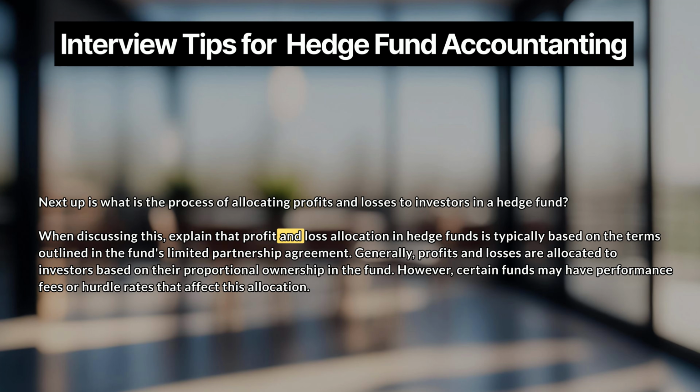Explain that profit and loss allocation in hedge funds is typically based on the terms outlined in the fund's limited partnership agreement. Generally, profits and losses are allocated to investors based on their proportional ownership in the fund. However, certain funds may have performance fees or hurdle rates that affect this allocation.